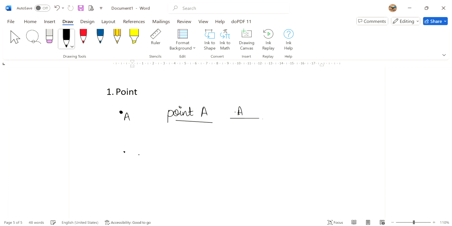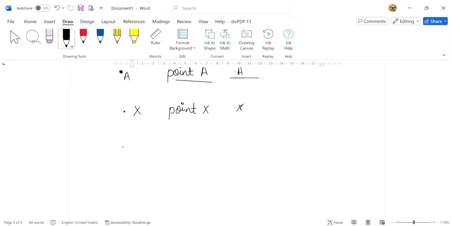Suppose you have a point here which is X. You will call it point X or point X. Make a dot and write the name beside it. Now, let's say for example, I am writing the letter M beside a point. You will tell me in the comments what I'll be calling this point, how I'll be referring to this point over here.